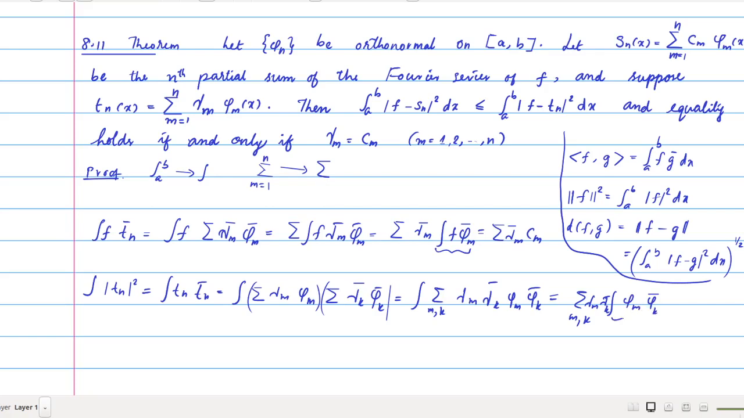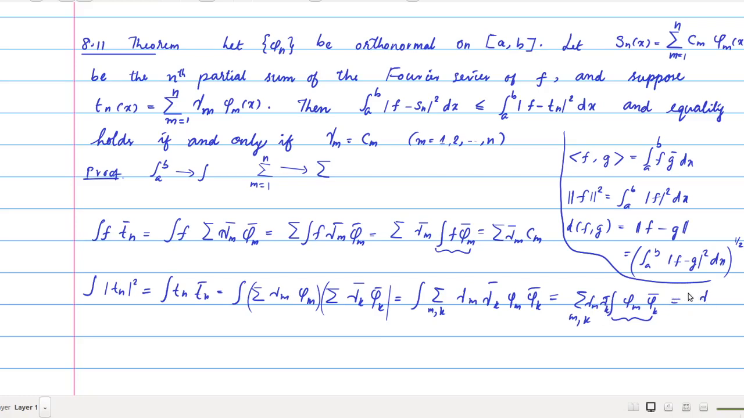Okay, so we know that as m and k vary, this integral survives only if these two suffixes are the same. Otherwise, since phi n form an orthonormal system, this integral will be 0 if m is not equal to k. If m equals k, this will be 1, and the only surviving term from this double summation is the term corresponding to m equal to k. So at that time gamma m conjugate will be the only term, so that will give gamma m.